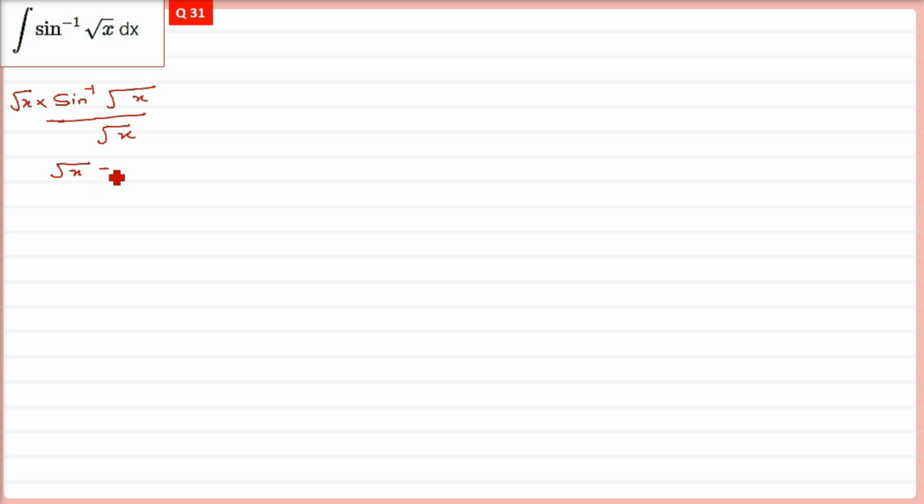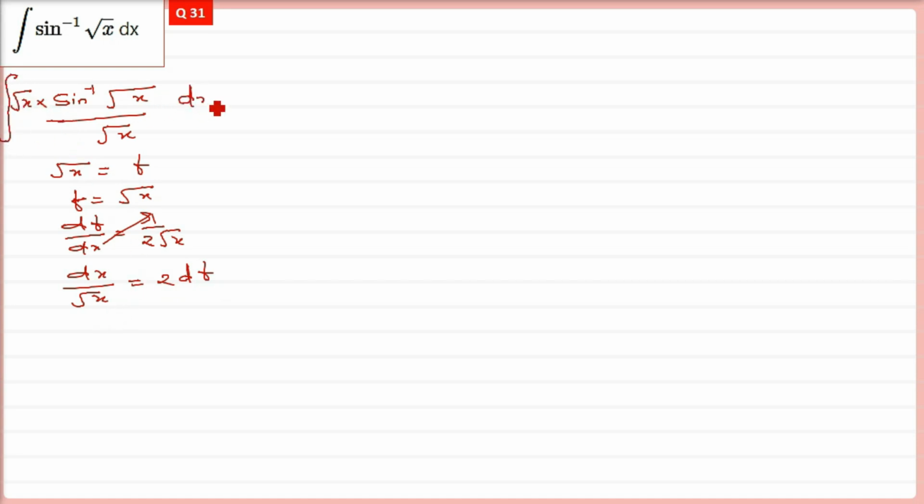We cannot have anything without cancellation. And we will put root x as t. When we take t equals root x, dt by dx will be what? 1 by twice of under root x. So this dx by under root x will form 2 dt. So we have dx by under root x. Now if we integrate this with respect to dx, dx by under root x has already been shown just now. That can be kept as 2 dt.